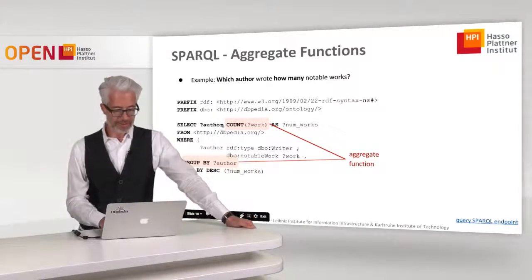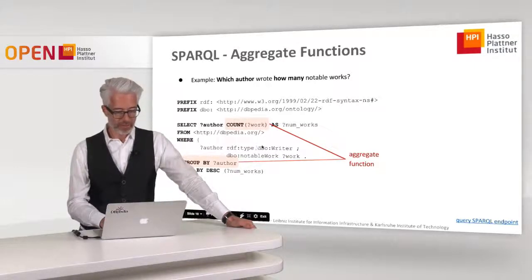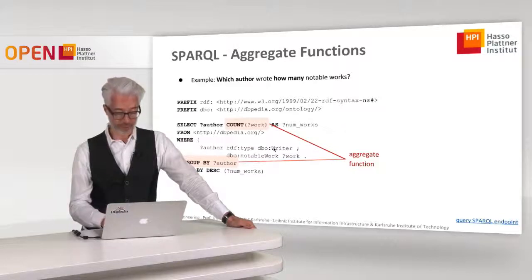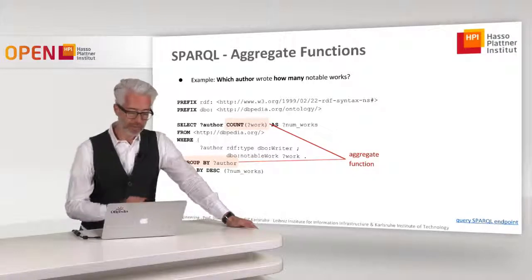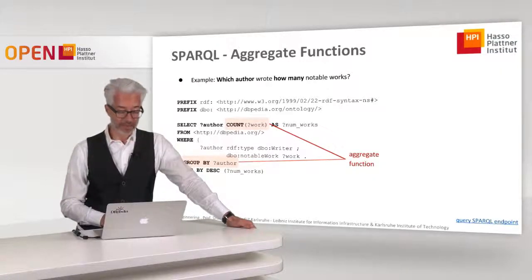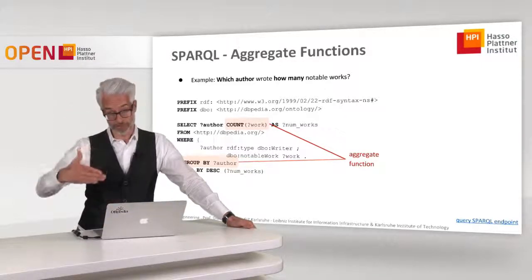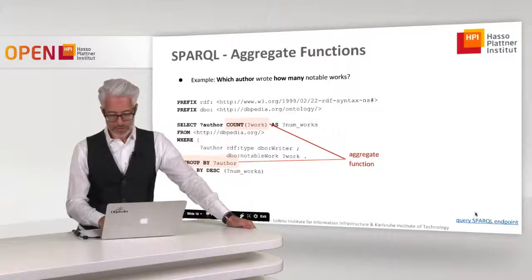Let's have a look here. We are selecting author and then the count of their works, where author is of type writer, so this is an author, and the author has a notable work, which is work. And then in the end, we order this in descending order, starting with the author who has the most notable works. Let's try it.